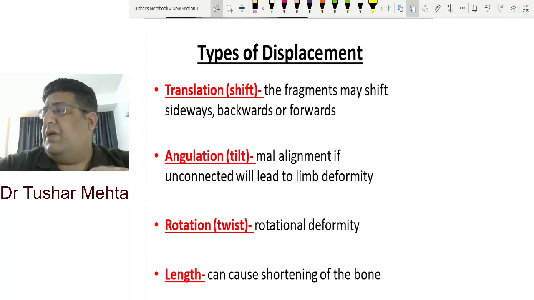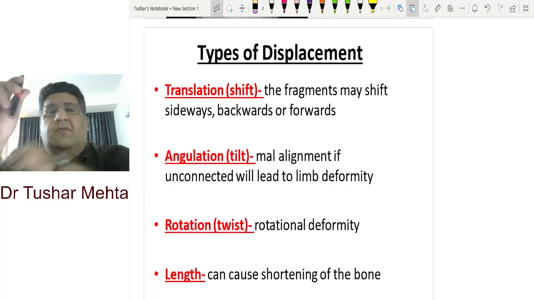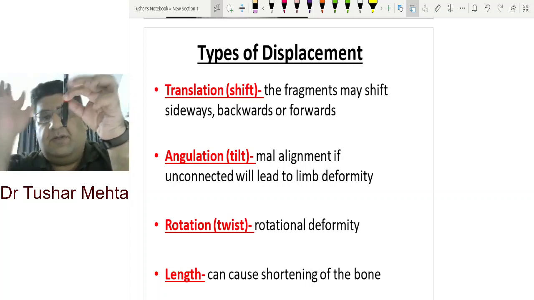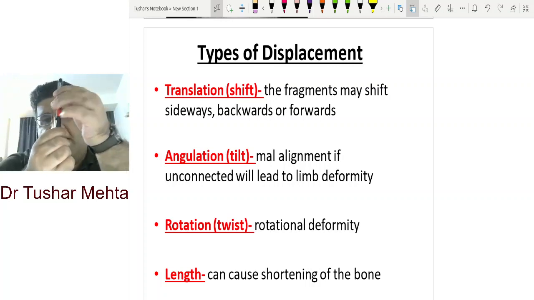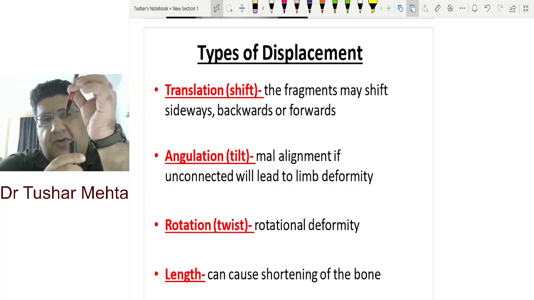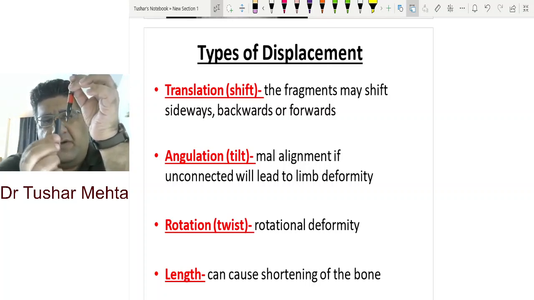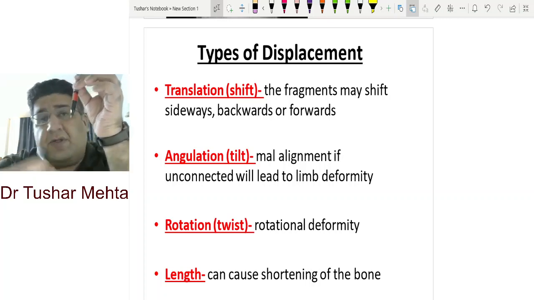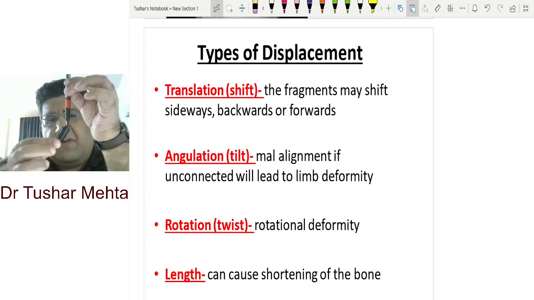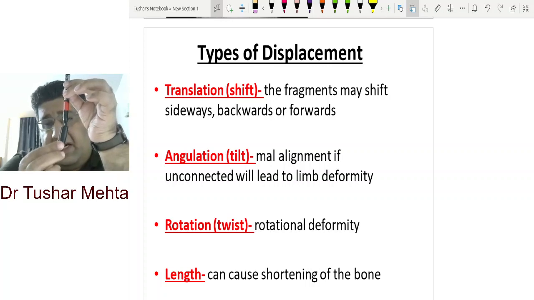I will give you an example. Just imagine that this is a bone. Now the bone is actually fractured. So this is one proximal fragment, this is one distal fragment. Now if I shift the fragment like this towards you or towards me or towards this side, that is what is called a translation, a shift. But if I keep it here and do it like that, this is called angulation: medial angulation, lateral angulation, anterior angulation, posterior angulation. If I take it away, medial shift, lateral shift, anterior shift, posterior shift.